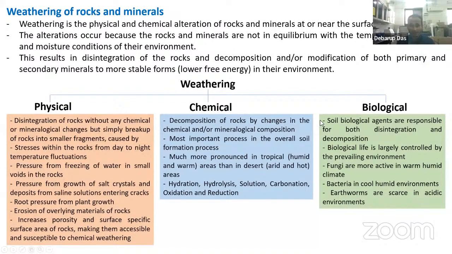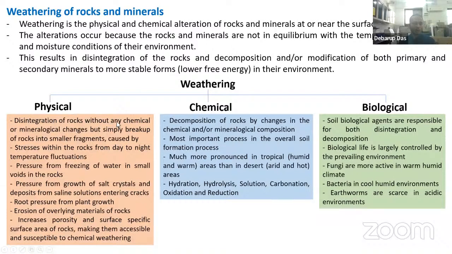Weathering has three types: physical, chemical, biological. Biological is actually a combination of physical and chemical brought about by biological agencies like microorganisms, macroorganisms, animals, humans and the like. Otherwise, the processes are actually physical or chemical.